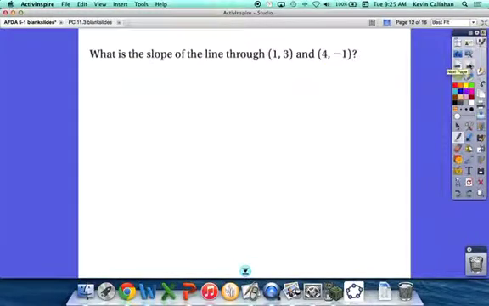Okay, how about this one? Try to do this in your head or on a piece of paper, whatever. What's the slope between those 2 points?